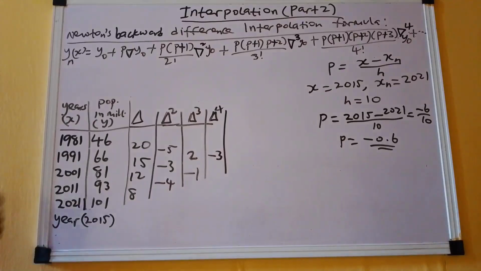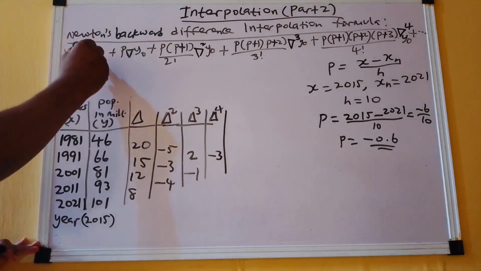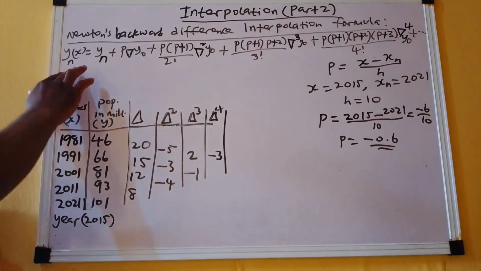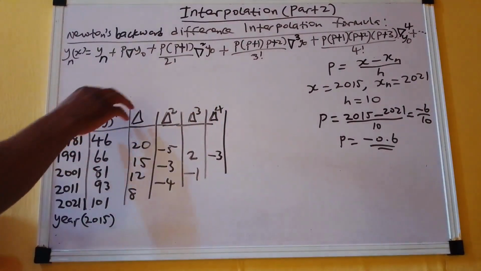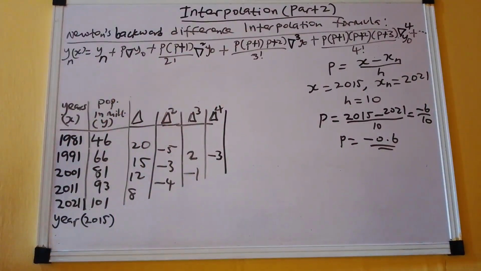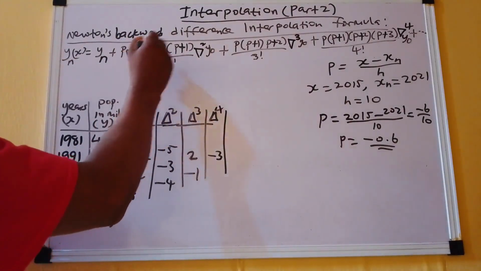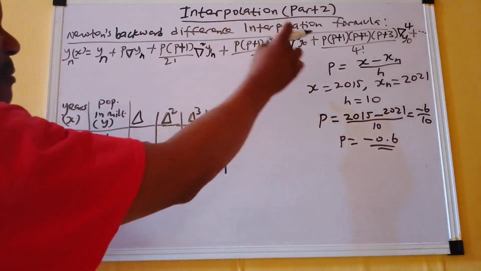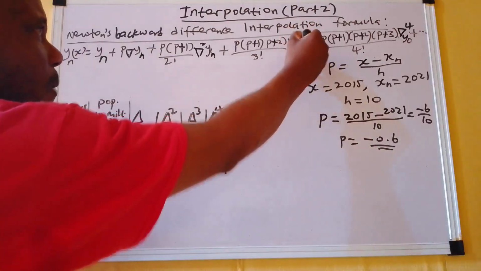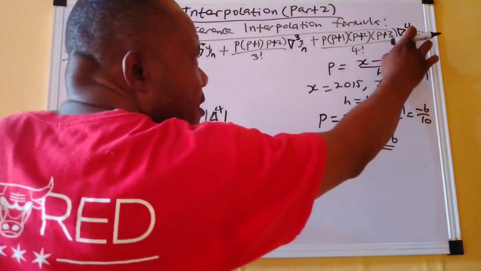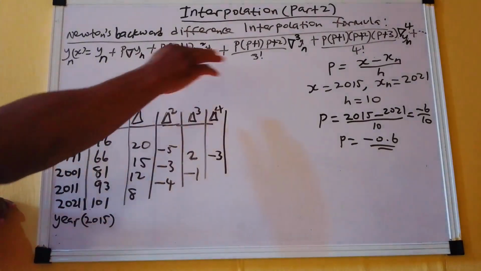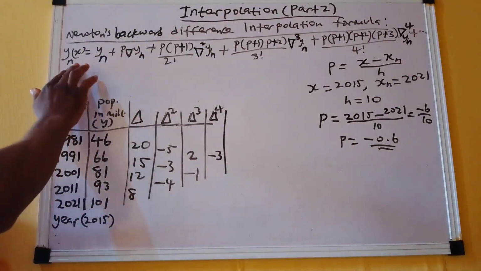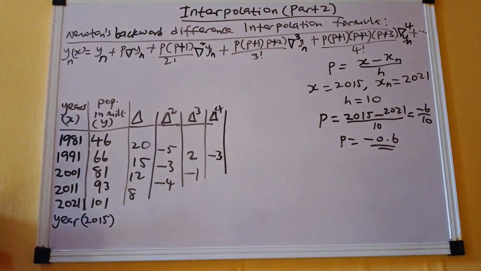So for year 2015, we are starting this one. Sorry, this will be yn, not y naught. So for the formula it is yn. You can see it now. It goes like that. All this will no longer be y naught, it will be yn. It will be yn for the backward difference formula. If it is forward, you can put y naught. This one is yn because it's coming from behind, so it's backward.